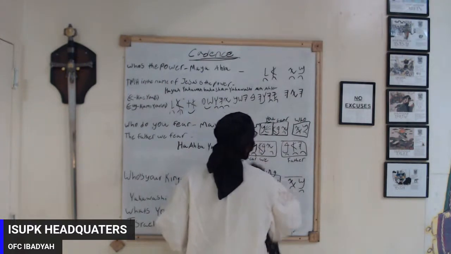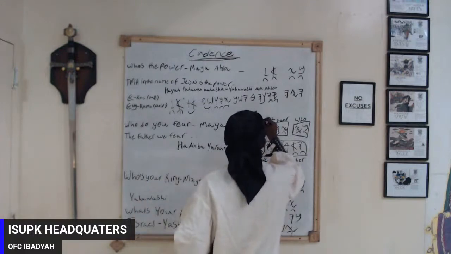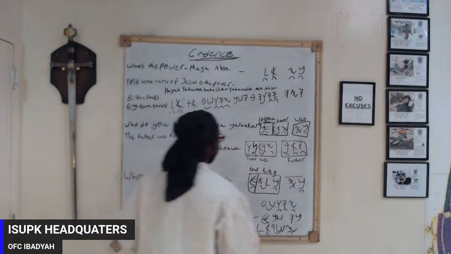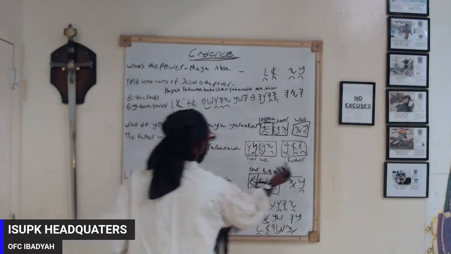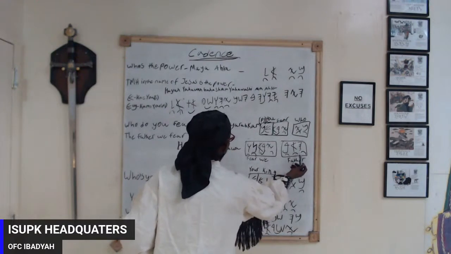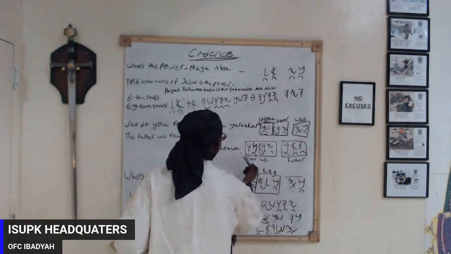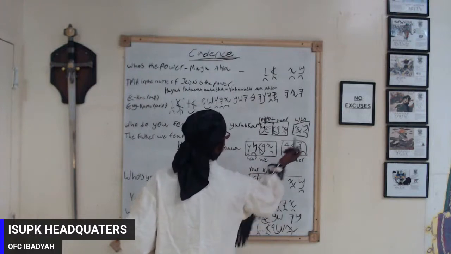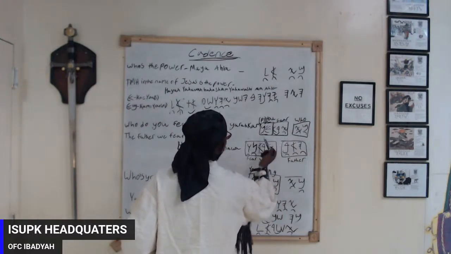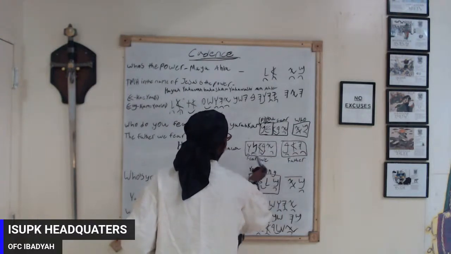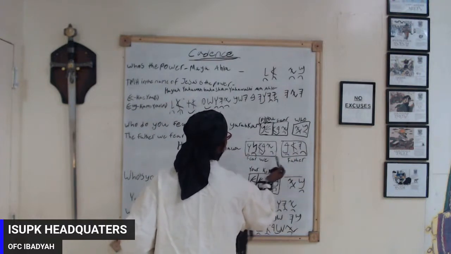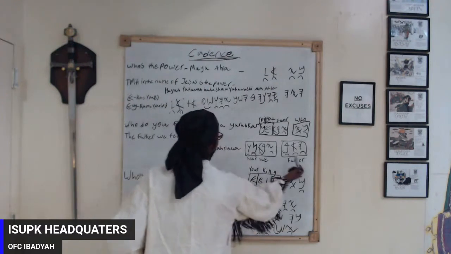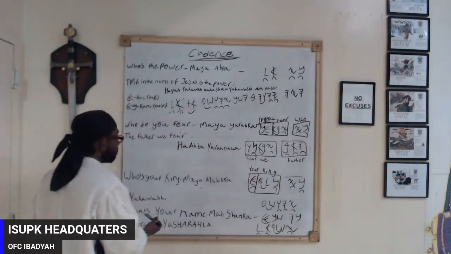Kam, and that's you, plural you, right? Who do you fear? Ha'aba yara'ana. Maya yara'akam. Ha'aba yara'ana. Who do you fear? Who do y'all fear? The Father we fear, right? Or the Father fear we, right?